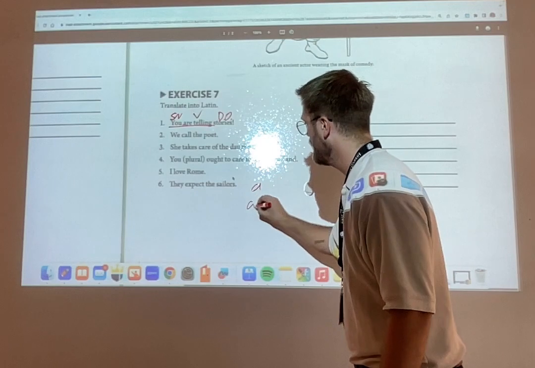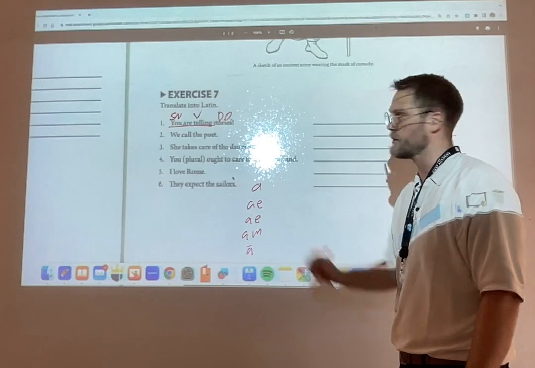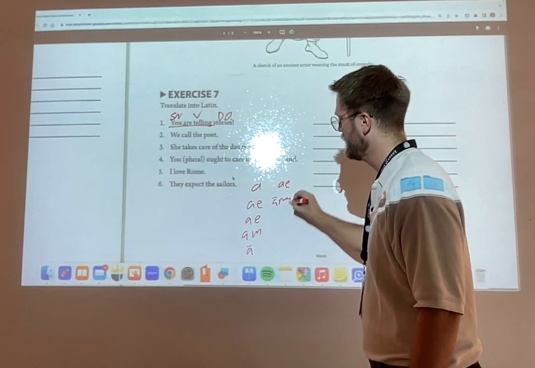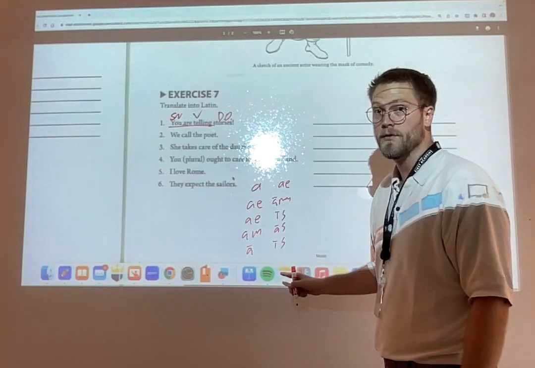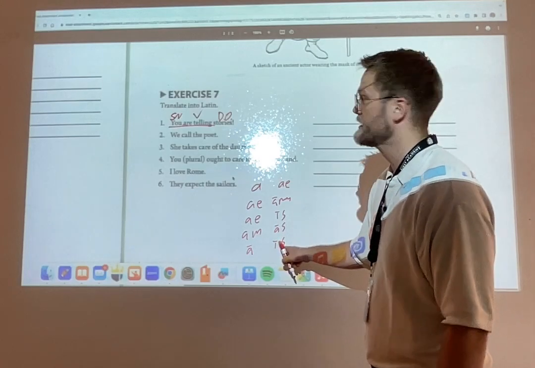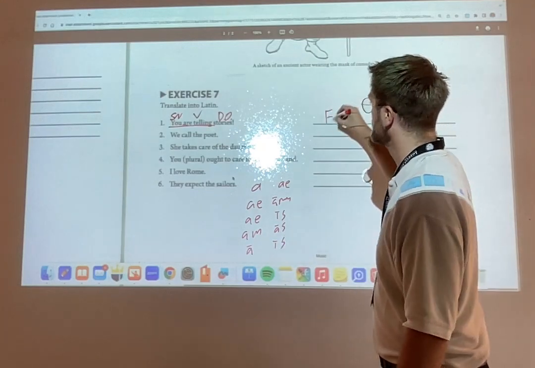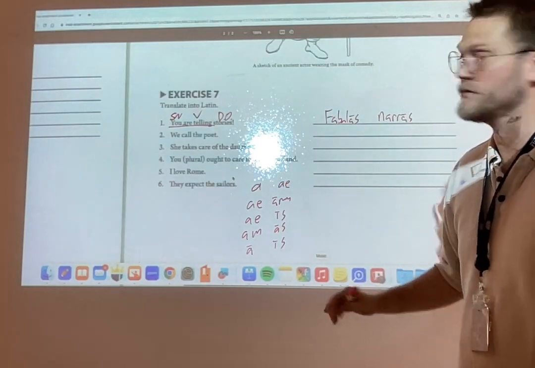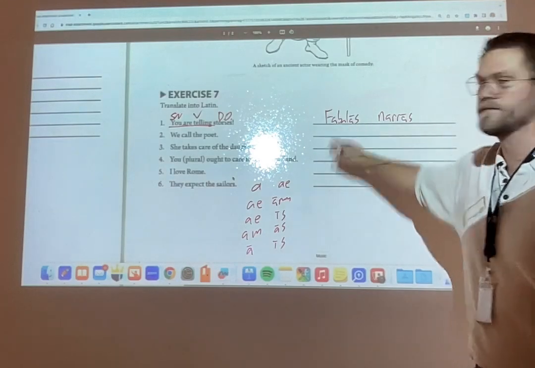So here we go. Those are your singular endings, but we're looking for stories, so that's got to be in the plural. Ae, arum, is, as, is. All right? So now, you need to put as as your ending, because this is direct object, accusative, plural. So the stories should look like this. Fabulas, narras. There you go. You, narras. You are telling stories. All right?